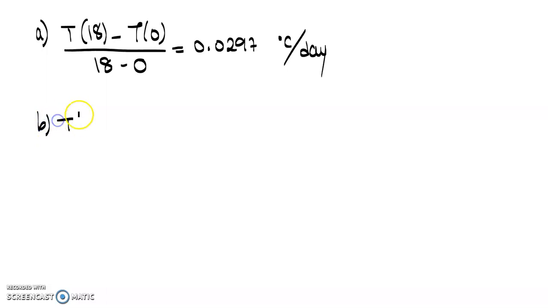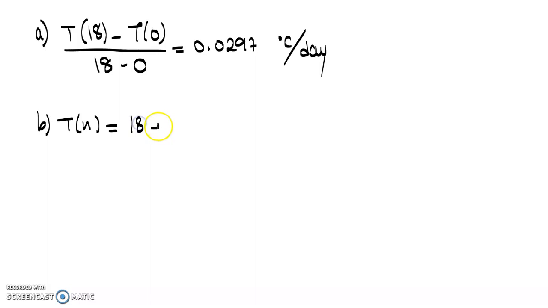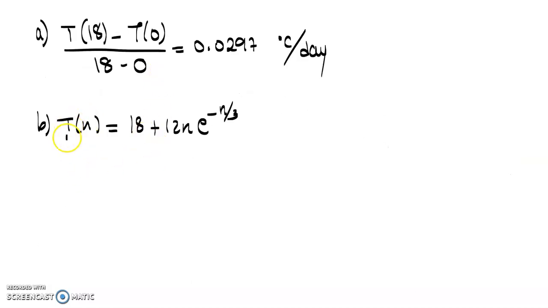So let me just rewrite the expression. That's 18 plus 12n e to the negative n over 3. That's it, right? Yes. And I need to find the derivative here. So I start by differentiating each term. Now the derivative of 18 is 0, being a constant. However, over here I do have a product. This is in the form u times v. So the derivative would be u prime v plus v prime u.